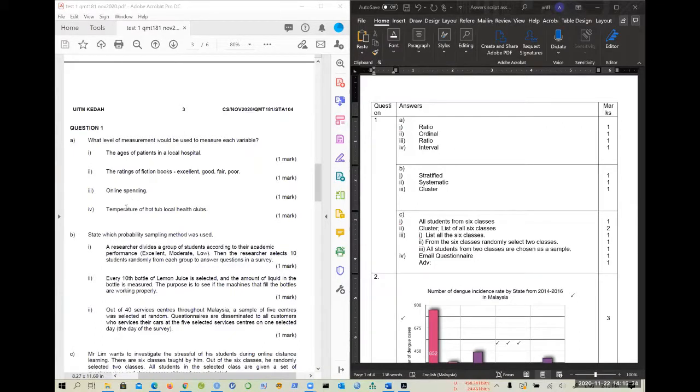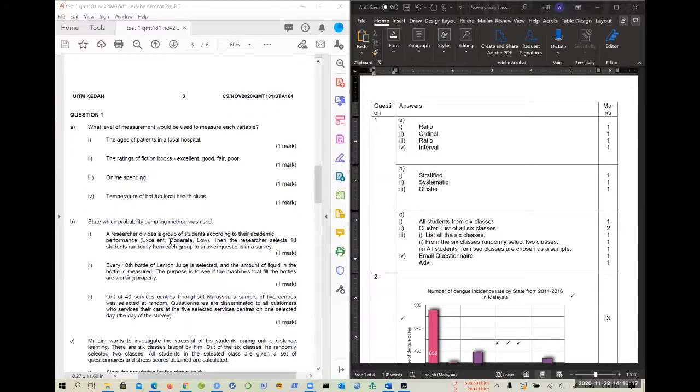Online spending will be in the form of an amount measured through currency, so it will be a ratio value. And then temperature, you know that temperature is an interval. Even though you have 0 degrees Celsius, 0 doesn't mean there's no temperature. It just means it is too cold. The temperature exists, so temperature is interval.